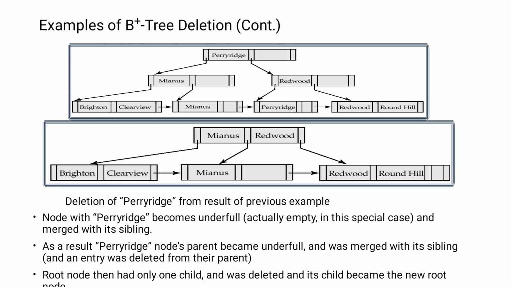Here, Perryridge is deleted. The node with Perryridge becomes underfull and is merged with its sibling. As a result, the Perryridge node's parent became underfull and was merged with its sibling. The root node had only one child and was deleted, and its child became the new root node.